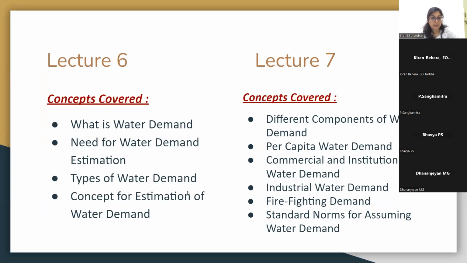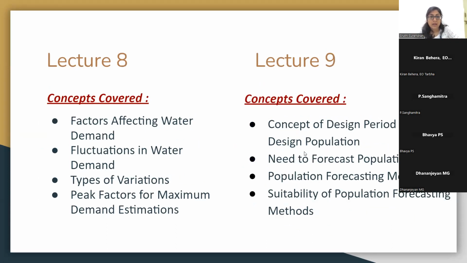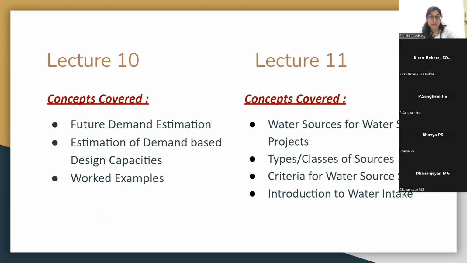Lecture 6 and 7 cover the basics of what water demand is in lecture 6. In lecture 7, they discuss different types of water demands: firefighting demand, industrial demand, per capita demand, commercial and institutional water demand, and the standard norms for various water demands. In lectures 8 and 9, they discuss further topics about water demand, the factors, the fluctuations, and the kinds of variations. And moving on to 9, we enter into population forecasting and the different techniques of population forecasting.